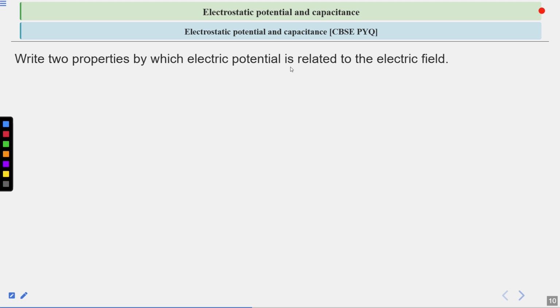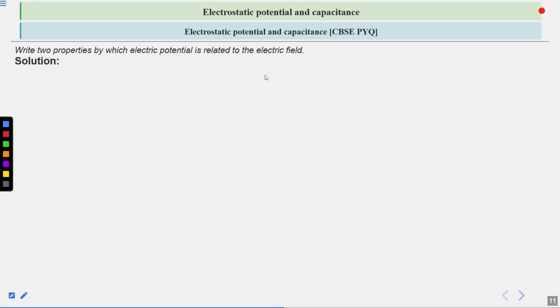Okay, so first one is the relation. So we have to interpret this relation, that what the relation of electric field and electric potential represents. So those are the two properties by which electric potential is related to the electric field. I will give you some time to think about it. So let's see the solution.